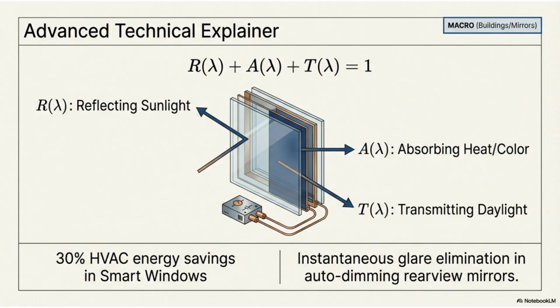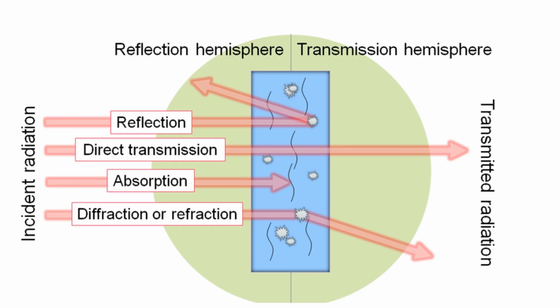This slide provides an advanced technical explainer. The relationship R + A + T = 1 describes how a surface reflects, absorbs, and transmits light. Applications include saving energy in smart windows and instantly eliminating glare in auto-dimming rearview mirrors. Incident radiation interacts with the material through reflection, direct transmission, absorption, or diffraction and refraction, resulting in transmitted radiation.